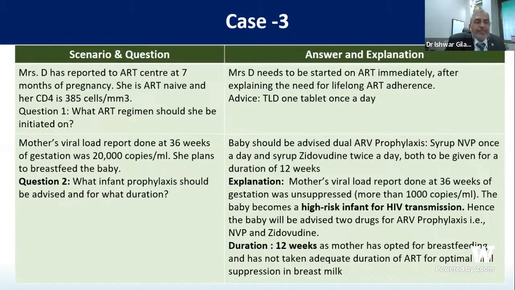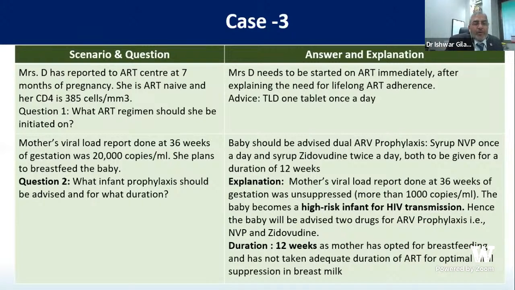In case 3, the scenario is that Mrs. D has reported to ART center at 7 months of pregnancy. She is ART naive and her CD4 count is 385. What ART regimen should she be initiated on? Let us first talk about the first part only. Mrs. D needs to be started on ART immediately. After explaining the need for lifelong ART adherence, advise TLD tablet, one tablet once daily.